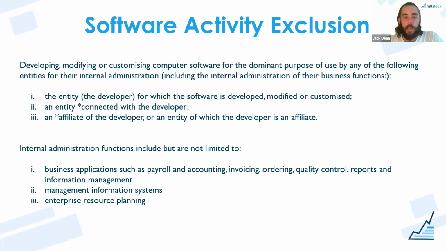activity. Internal software, so developing software for internal purposes, is also ineligible. So if you're developing a SaaS platform or something like that, and people are ultimately going to buy subscriptions from that, then that obviously won't fall into this exclusion. It's more if you're developing an internal payroll system or something like that.